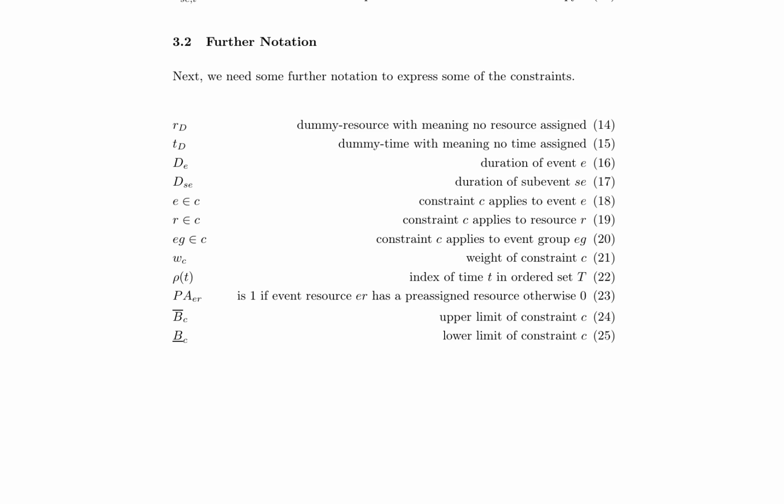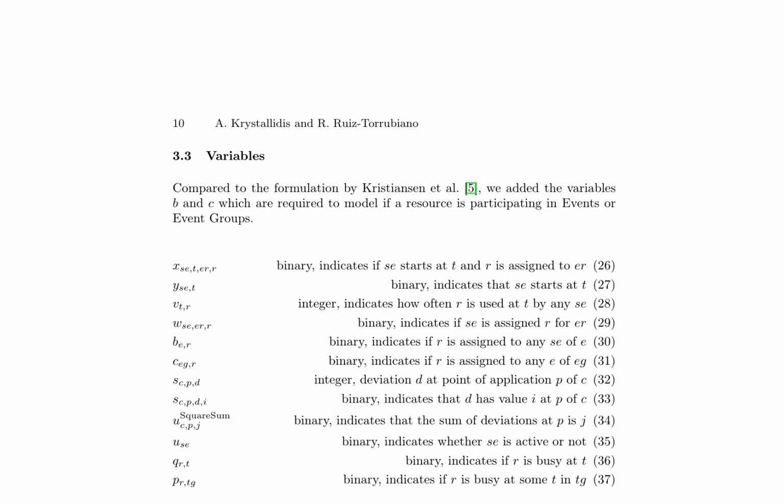In addition to these, the model employs functions to calculate the cost of constraint violations, including a sum cost function, a sum square cost function, and a square sum cost function. These functions utilize weights and upper and lower bounds on constraints to determine the deviation values. The model further introduces dummy resources and times to represent no resource or time assignments, respectively. Durations for events and subevents are also defined.